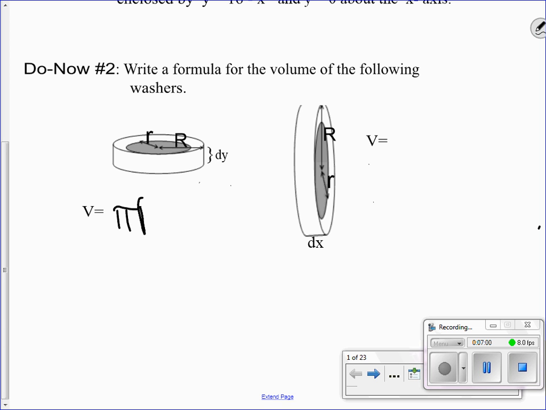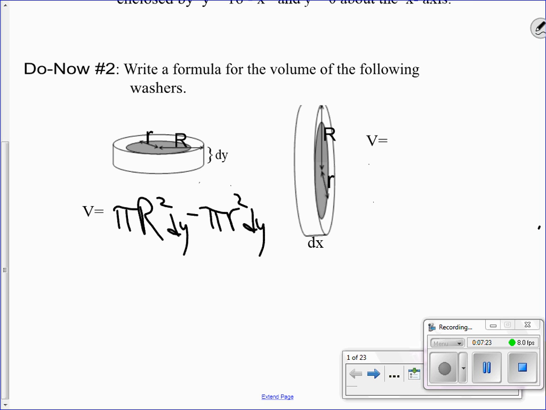So you'd want to take pi R squared times the thickness, dy. That's the volume of the disc. And then what would we subtract? There we go. Pi small r squared times the thickness. Volume of the disc minus the volume of the hole would give you the volume of the washer.